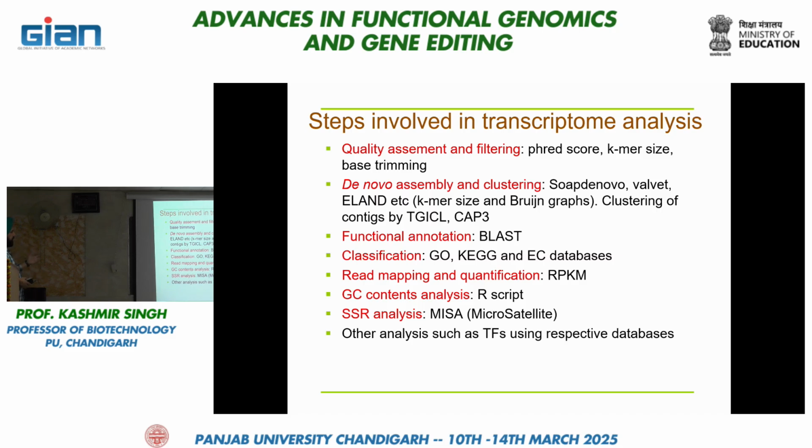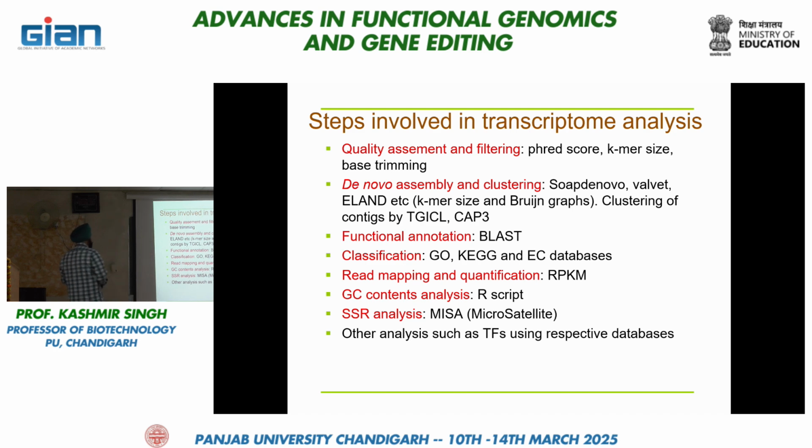So now if you have assembled the reads, again to summarize, these are the steps that you should follow in the transcriptome analysis. Suppose you have sequenced a transcriptome, the first thing that you do is quality assessment and filtering. You should first check the Phred score of the data, then you select the k-mer size and the base trimming. Then for assembly and clustering, you have many programs like SOAPdenovo, Velvet, Eland, that assemble the data on the basis of k-mer size and De Bruijn graphs.